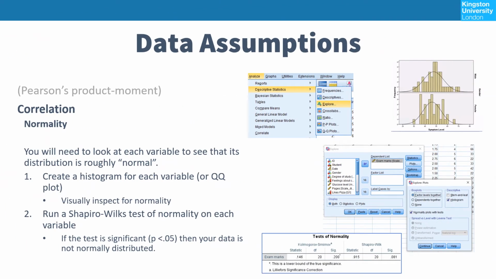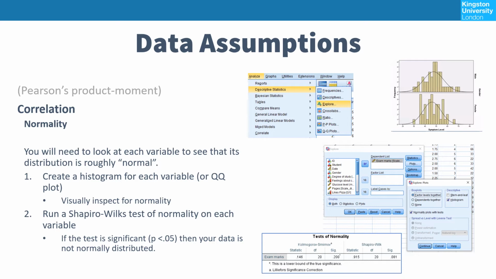Testing the normality assumption for correlations is rather straightforward. All you need to do is create a histogram for each of the two variables and visually inspect them to see if they follow the normal distribution pattern. The way you do this is you go to Analyze, Descriptive Statistics, and then Explore. You would add the variables that you care about within the Explore dependent list, and then you would click Plots. You would click histogram and normality plots with tests.